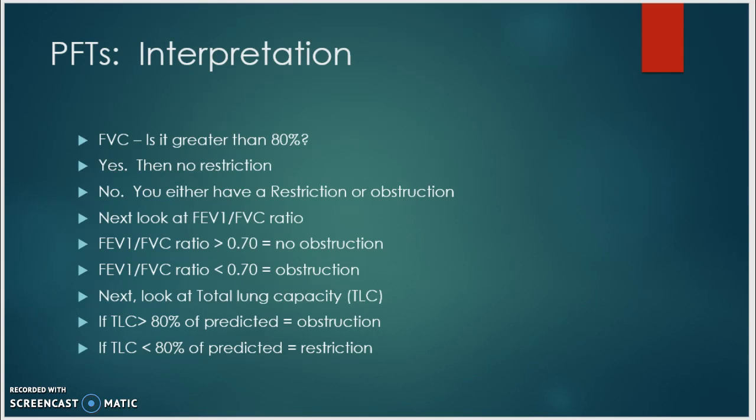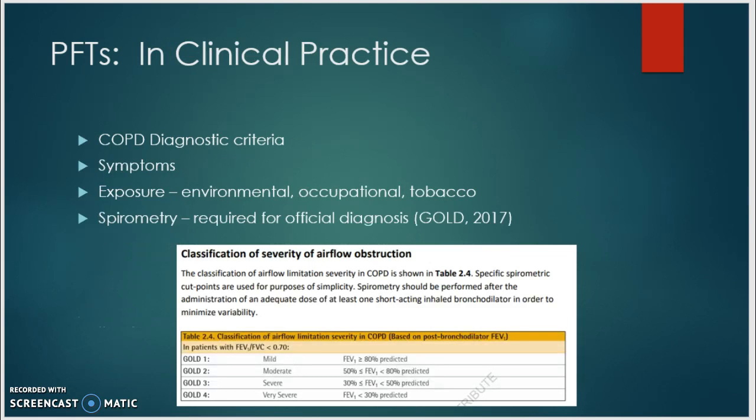This actually can be drawn in a flowchart, which I didn't do for the sake of this presentation, but this is a stepwise way that you can look through a PFT and do your own interpretation to determine A, is there a problem, and B, if there is a problem, what kind of problem are we looking at, obstructive or a restriction problem.